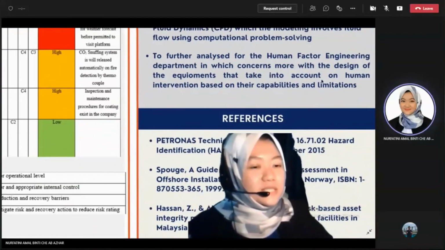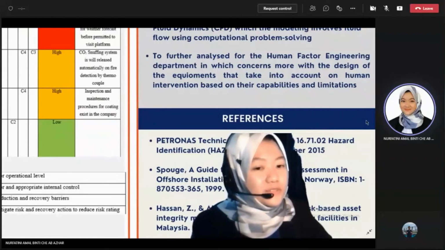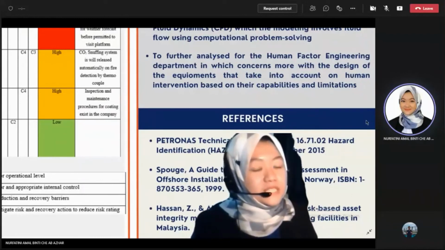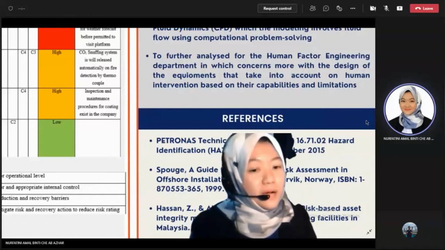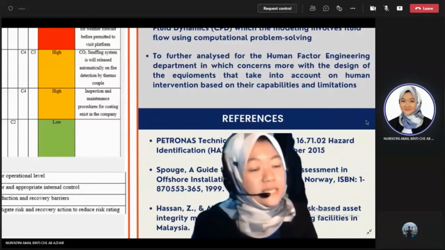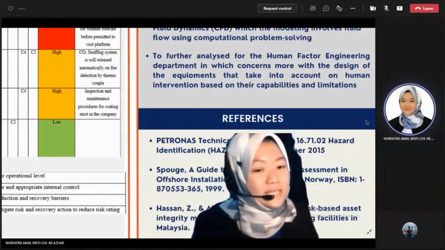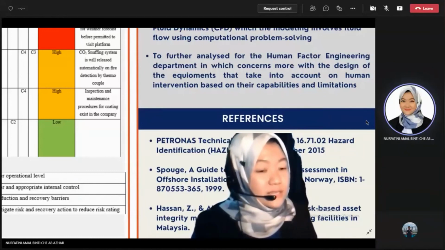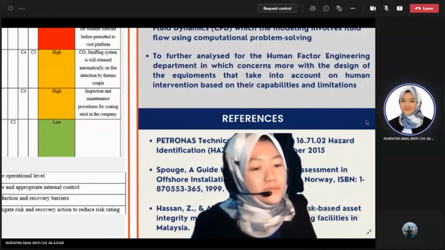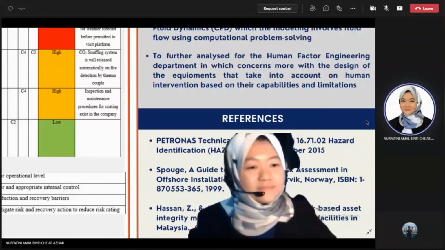So my references in this poster mainly consist of three. The first one is the PTG from Petronas on the hazard identification study guidelines. The second one is from Spouch, who published an article on a guide to quantitative risk assessment in offshore installations. And lastly, which is well related, or I would say history matching for this study, is from Hassan and Habu Hussein, on their published article, risk-based asset integrity management for offshore floating facilities in Malaysia.